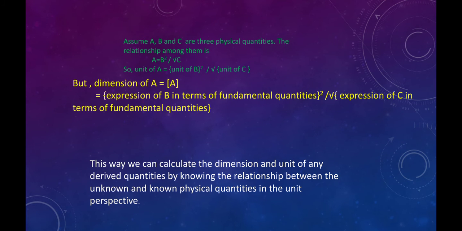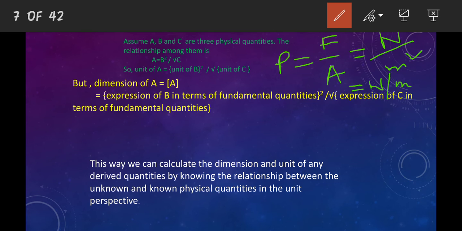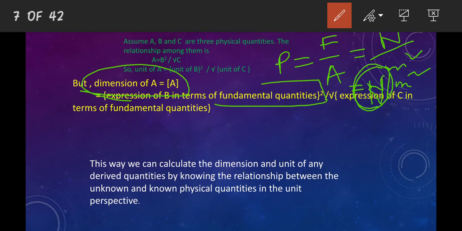But the unit is not always that, because if we calculate the unit of pressure, it equals force by area. So the unit of force in SI is Newton, and that is per meter square. So we write the unit in terms of Newton per meter square, not in the form of kg meter second to the power minus 2. Here we use the Newton, but in calculation of dimension we only use the fundamental quantities.